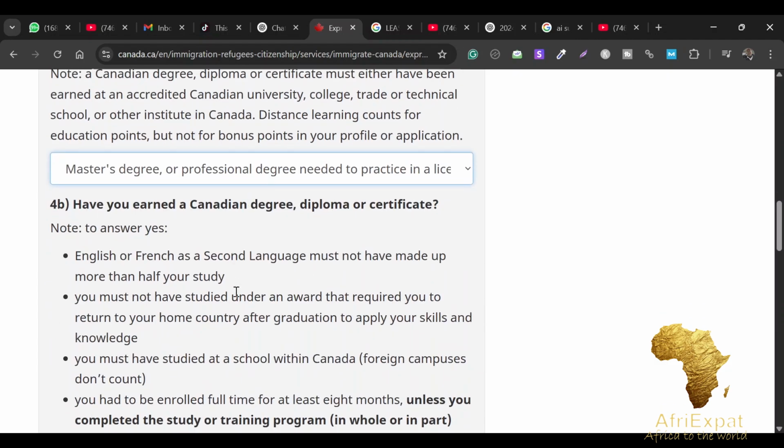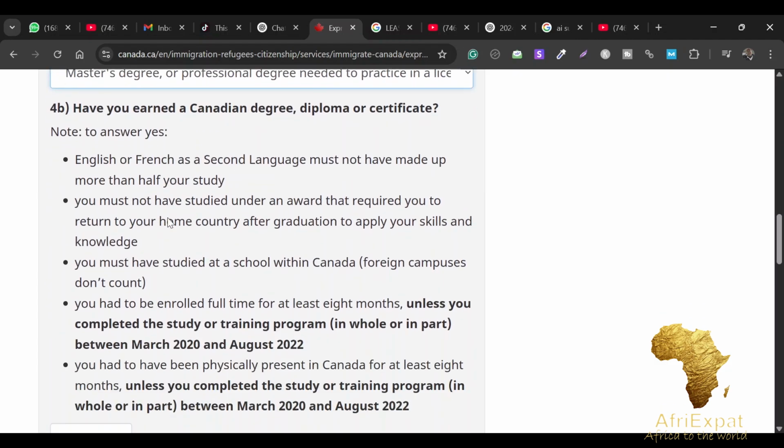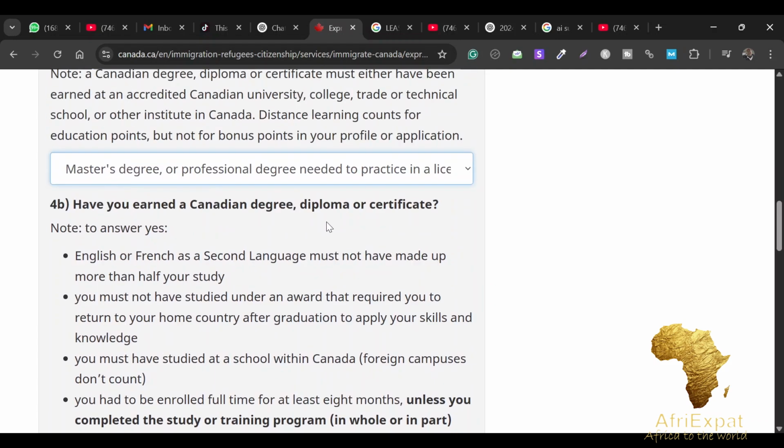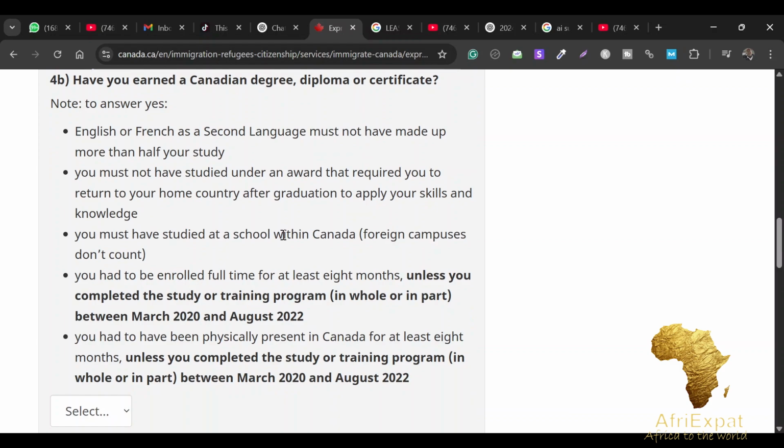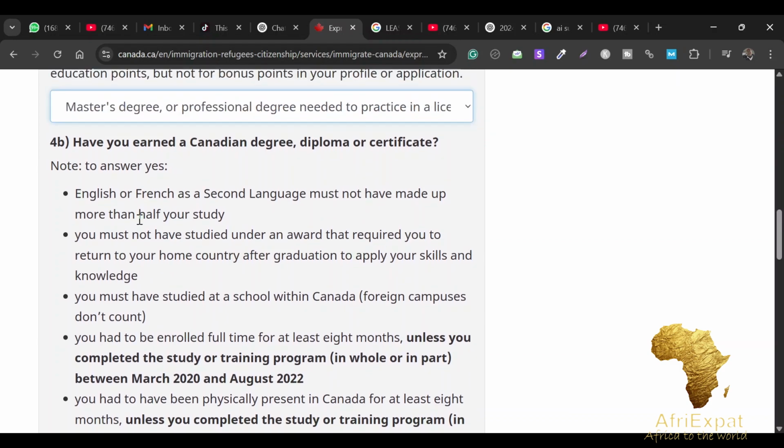Upon choosing that, you see it's asking me other questions. 4B, have you earned a Canadian degree, diploma, or certificate? If you have earned a certificate or a diploma in Canada, you can answer yes to the question. Also, to answer yes to this question, you must fulfill all of these criteria.